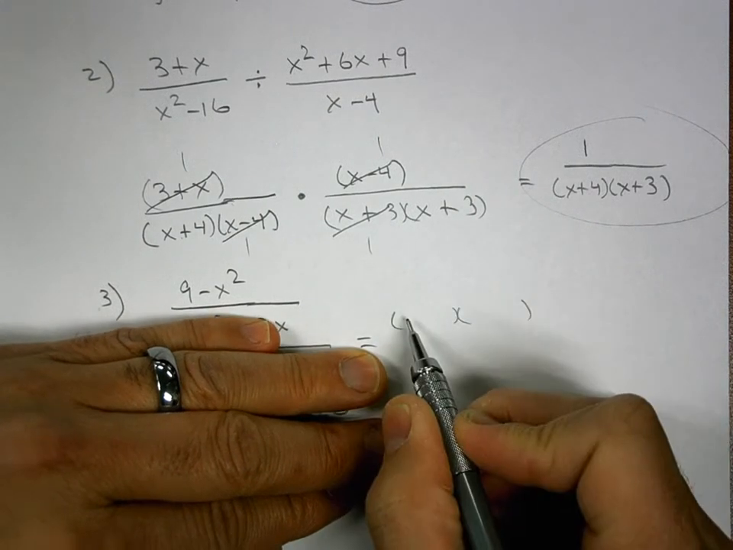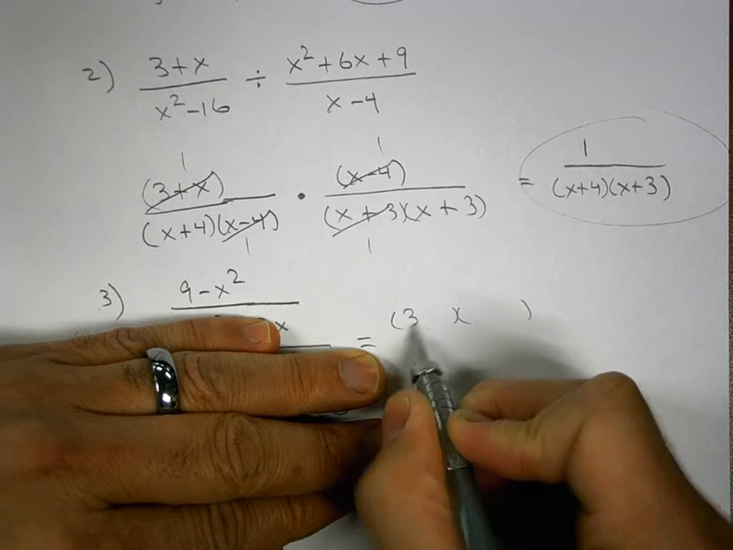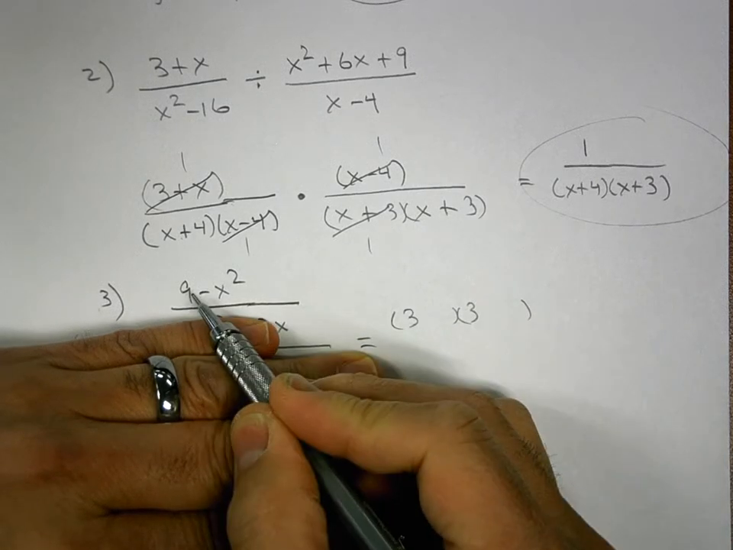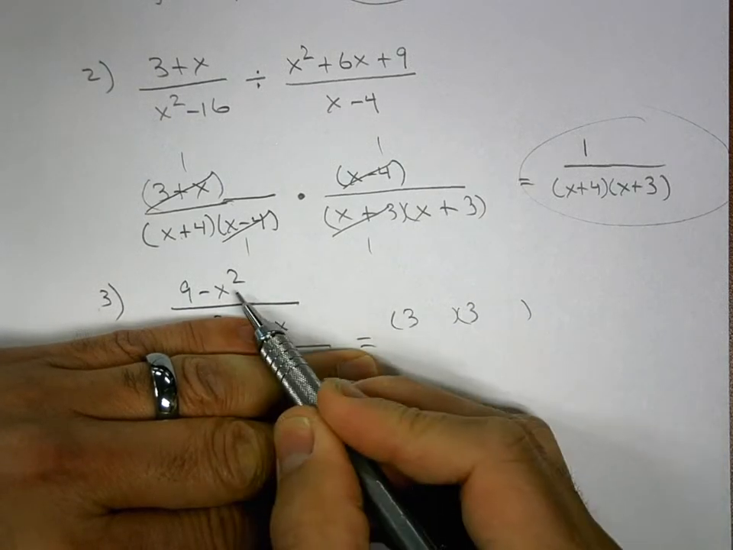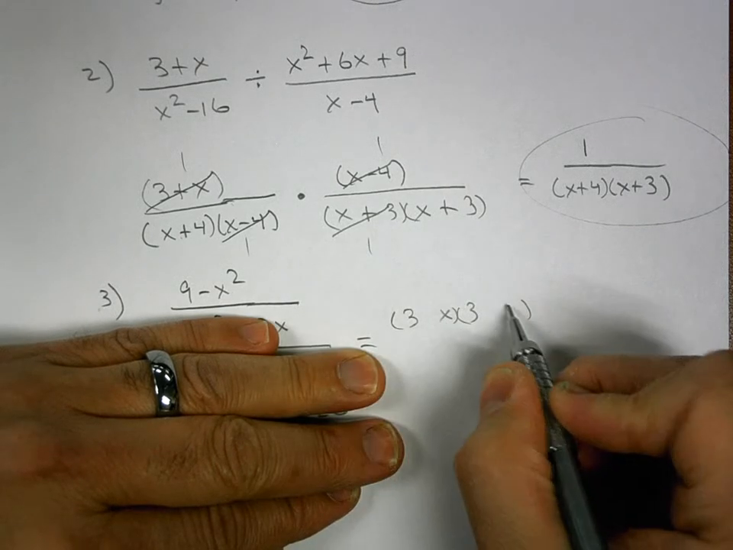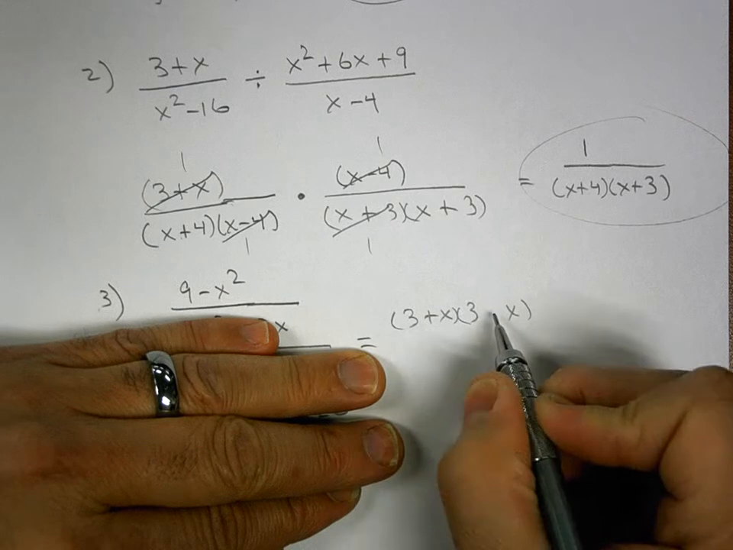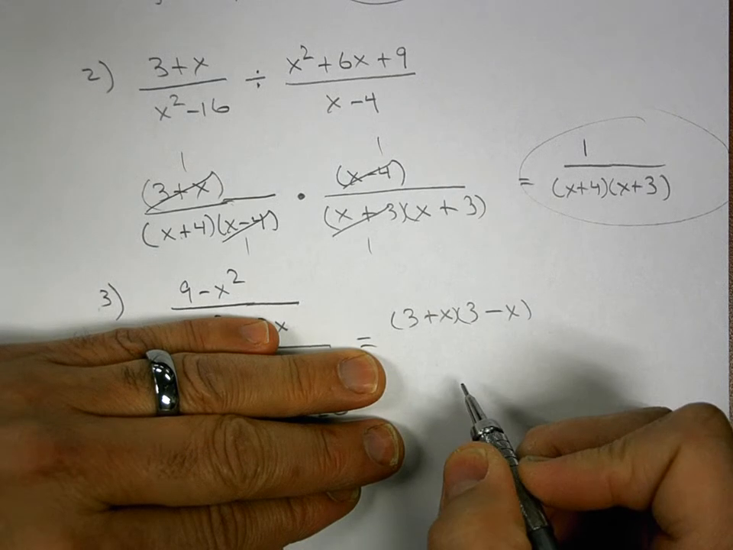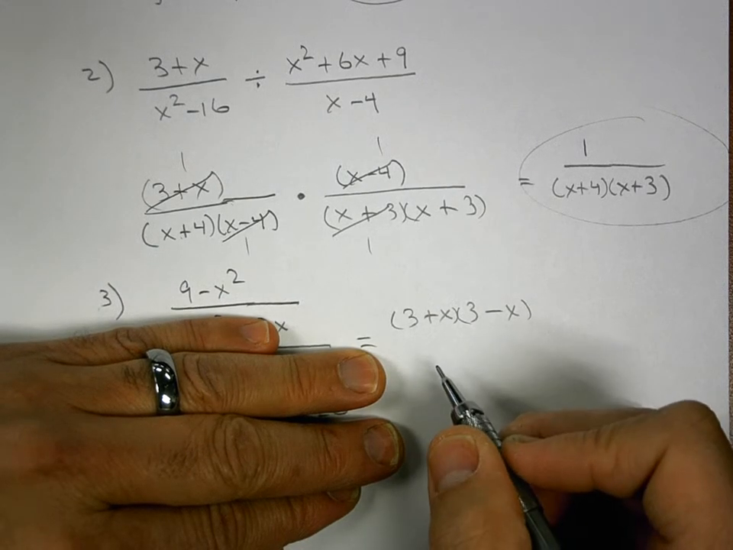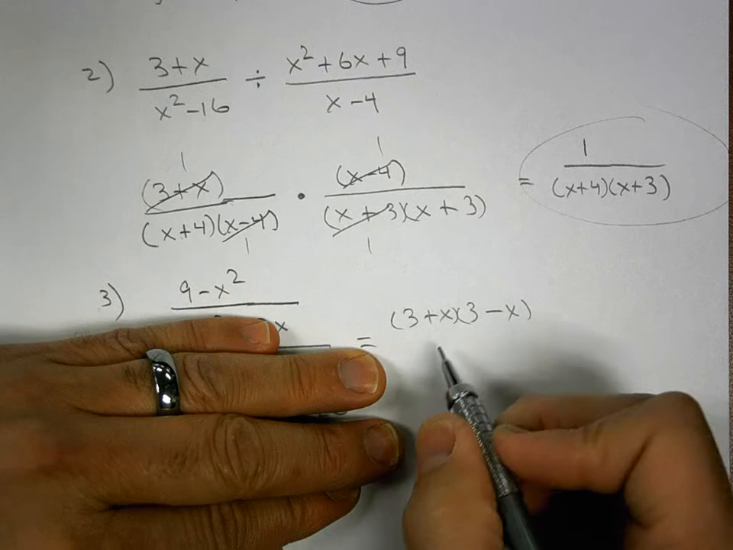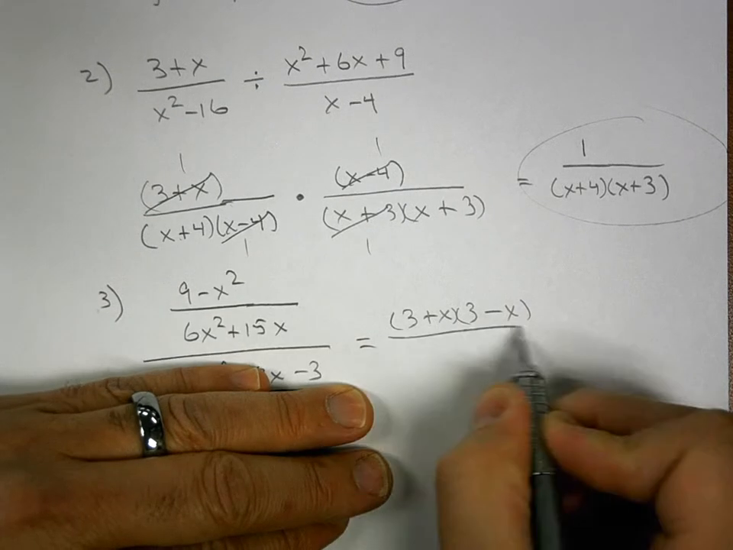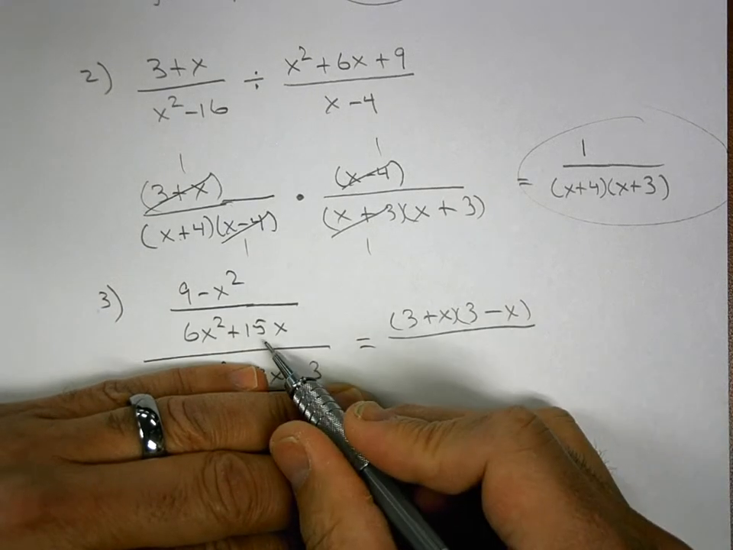So what times what is 9? 3 times 3 is 9. What times what is x squared? An x times an x. So it's 3 plus x, 3 minus x. It's the same as far as factoring. It's a difference of 2 squares. Okay? Over, well, let's factor this.